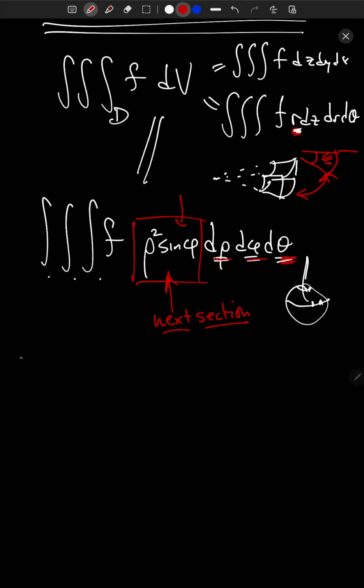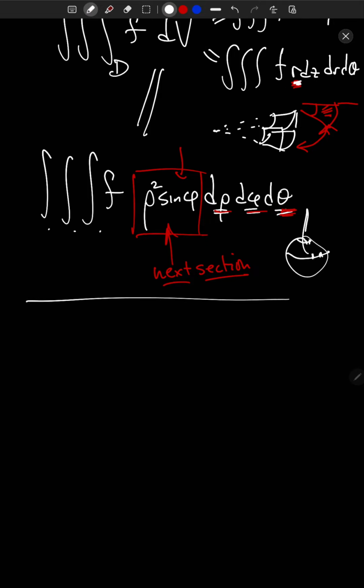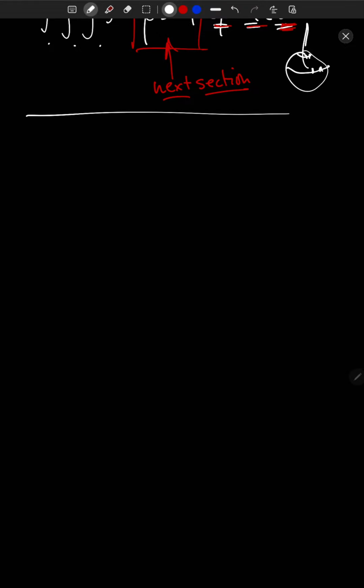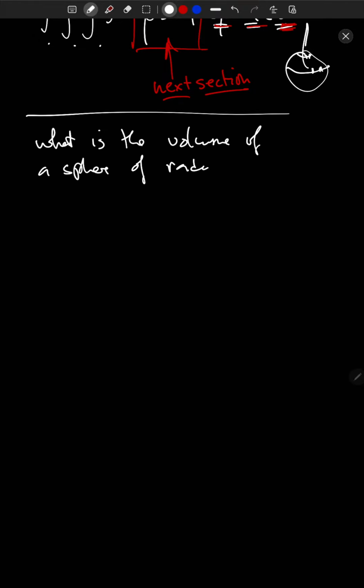Okay, so let's use this. So let's start with the most simple example. What is the volume of a sphere of radius capital R about the origin? Or actually, we don't have to say about the origin. Sphere of radius capital R. But about the origin means that if we do this in spherical coordinates, it's going to be nice and simple.